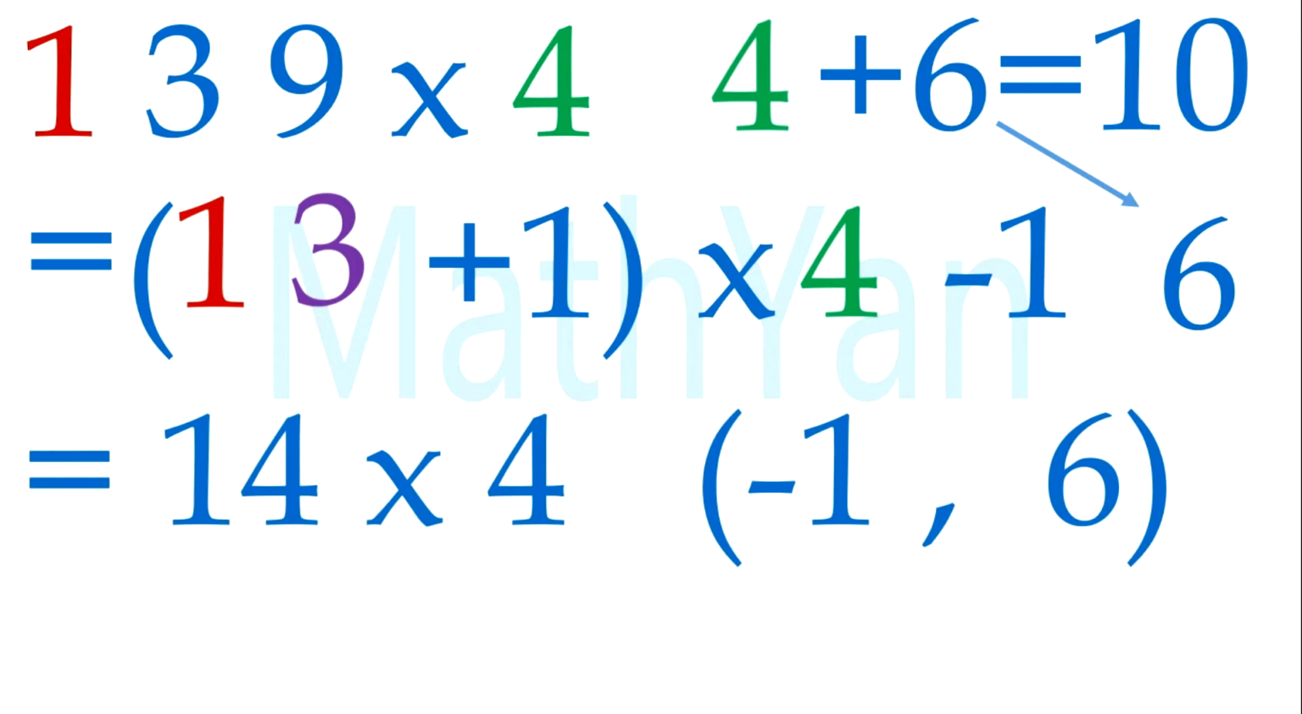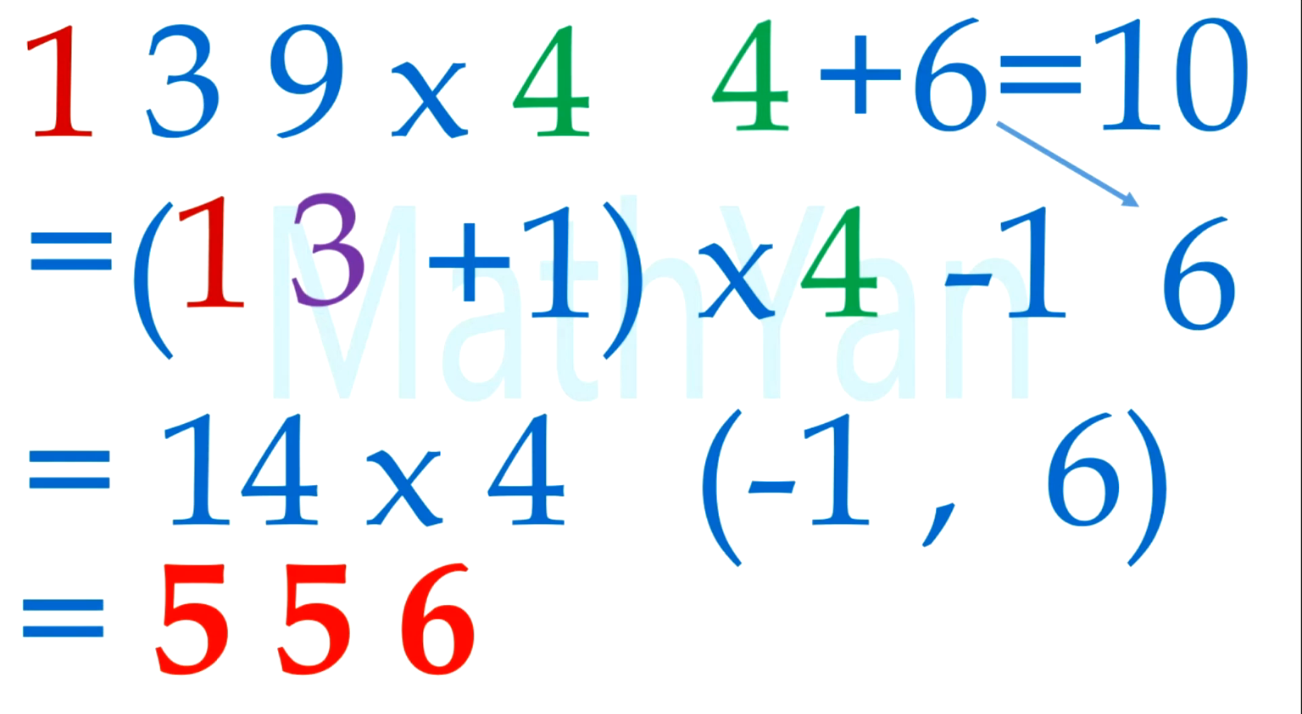Okay, why I put a bracket? Because the minus 1 is to minus the number for the 14 times 4. Okay, let's see here. 14 times 4 is equal to 56. 56 minus 5 is 55. So it's 55. Then the 6 just leave it at the back. So become 556.